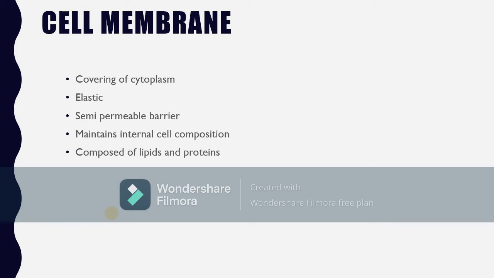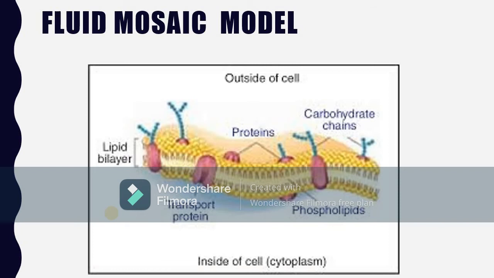Semi-permeable barrier means it allows some of the substances to pass through it, which are good for the cell, and it does not allow a few substance molecules to cross the membrane and move inside the cell. In this way, the cell membrane maintains the internal composition of the cells. It is composed of lipids and proteins.